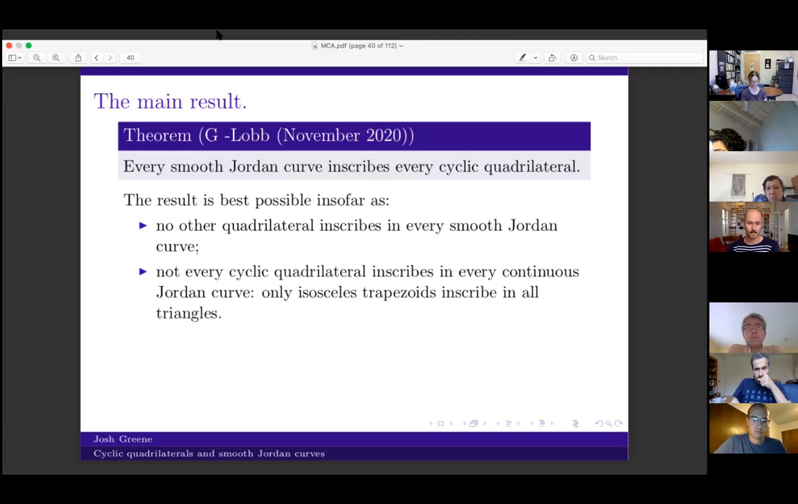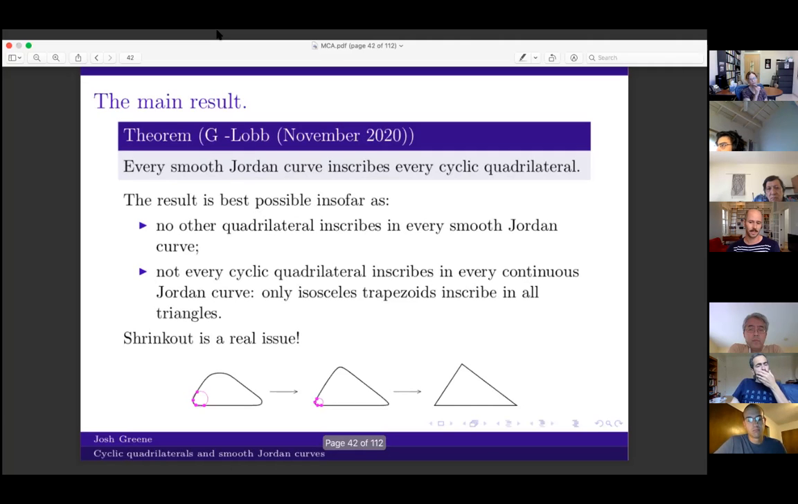What's quite interesting about that is this issue of shrink out that I mentioned earlier. You pick a cyclic quadrilateral which is not an isosceles trapezoid, and there's a triangle which avoids it. And you can approximate that triangle by smooth Jordan curves, each of which inscribes that cyclic quadrilateral. So what must be happening is that those quadrilaterals indeed shrink out to a vertex, and that there's no compensating cyclic quadrilateral in the limit.